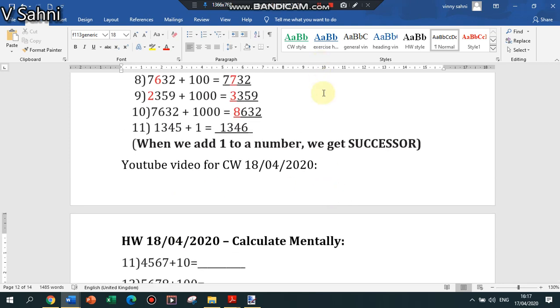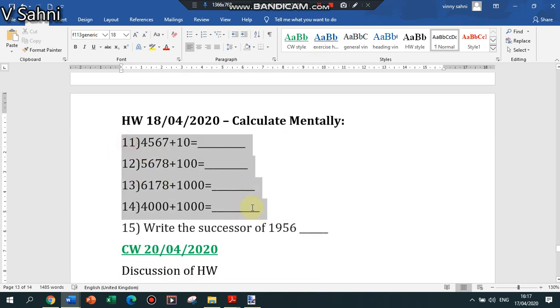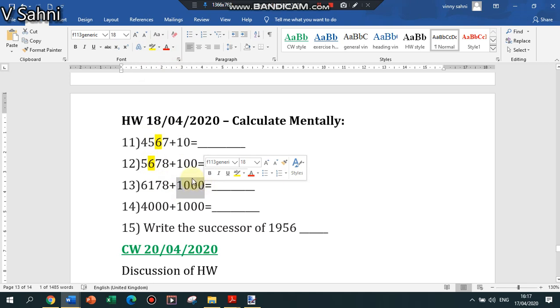But children, remember in these questions you are not going to do column addition. No, I will not allow it. No column addition. When the question says calculate mentally, you are going to use your brains and do it. Just remember, if you have to increase by 10, you will just look at the tens place. If you have to increase by 100, you will look at the hundreds place value and increase this by 1. If you have to increase by 1000, then you will look at the thousands place value and increase it by 1. So you need to keep practicing these types of questions and you will get it. Don't worry.